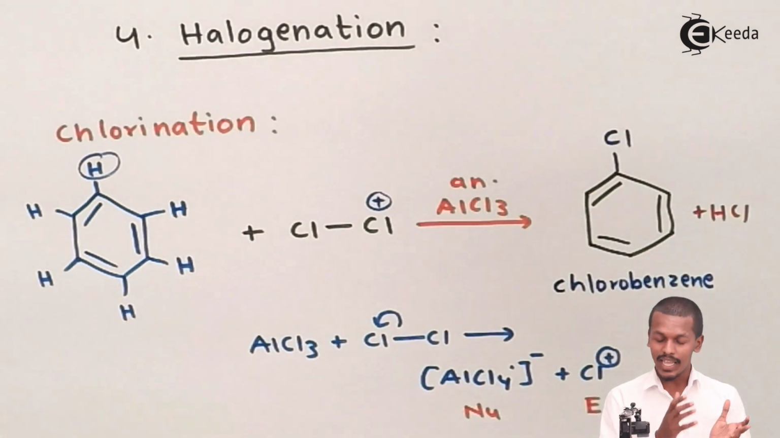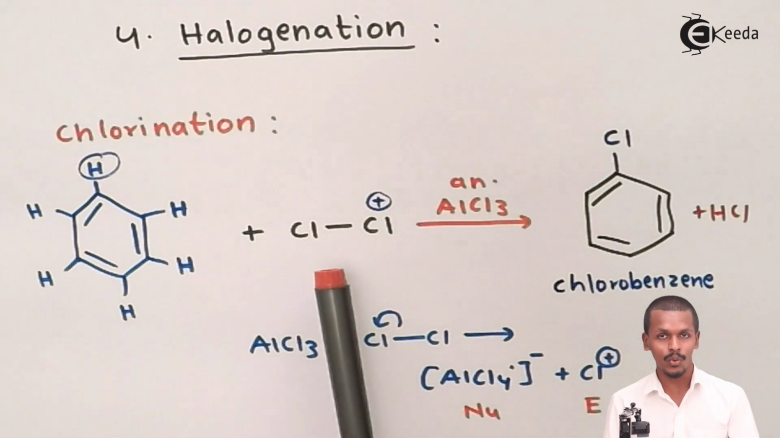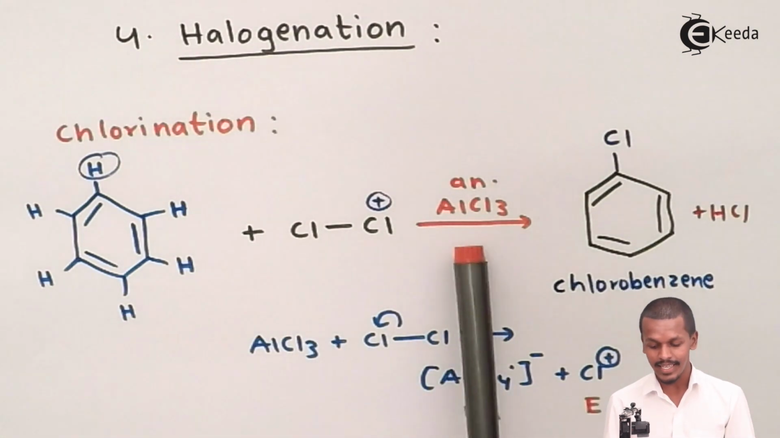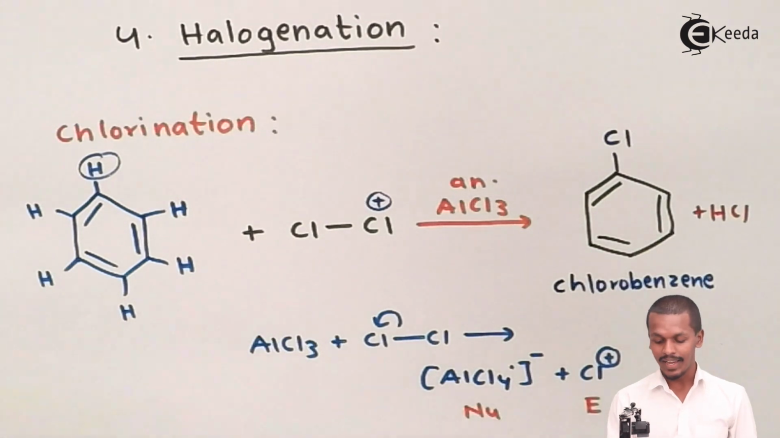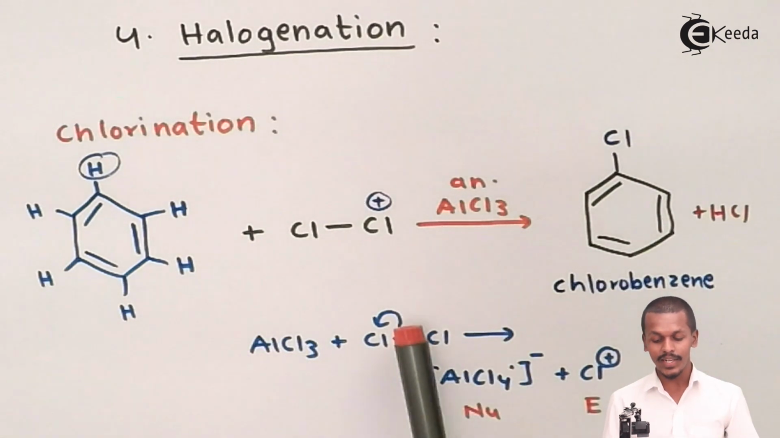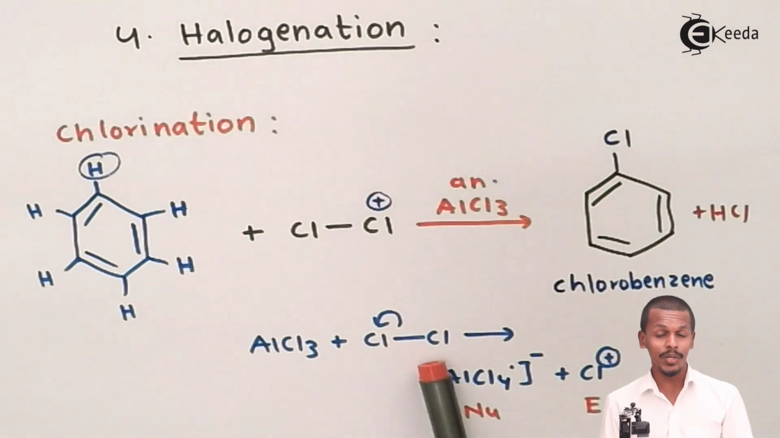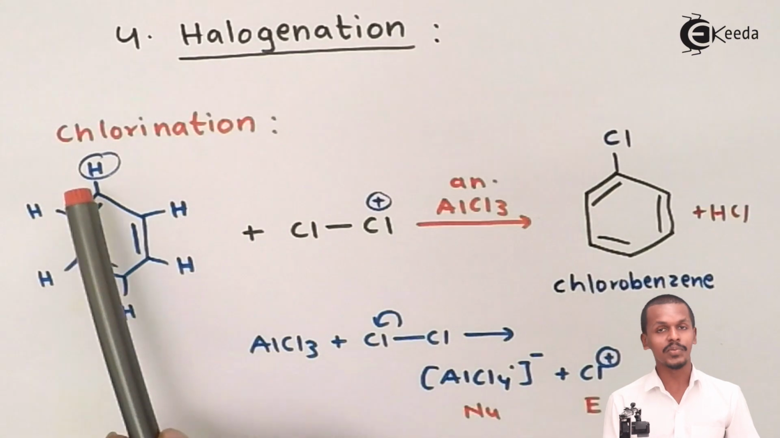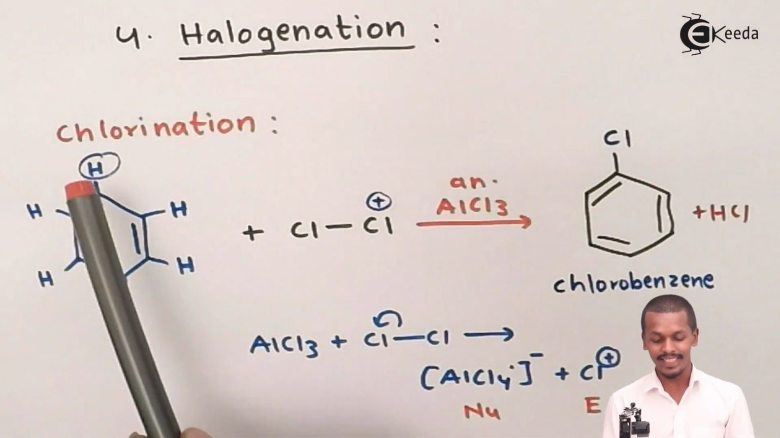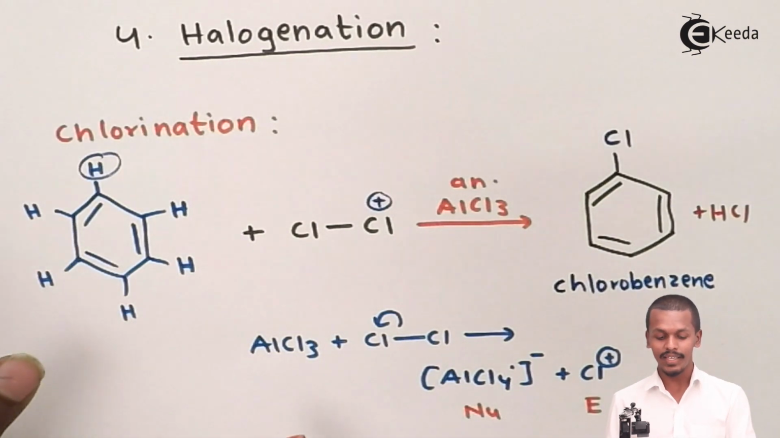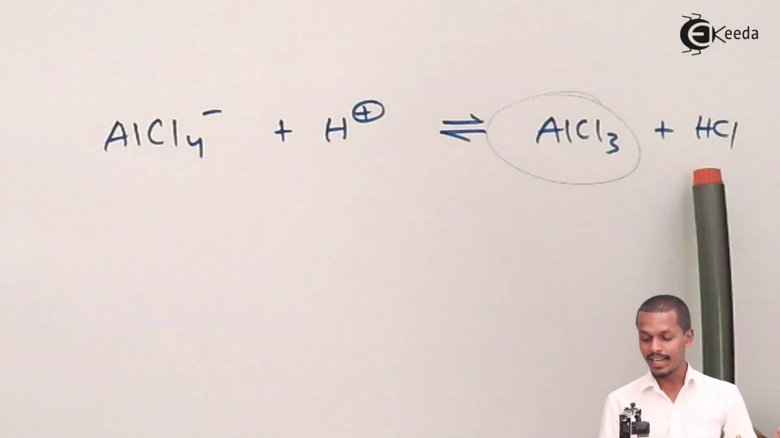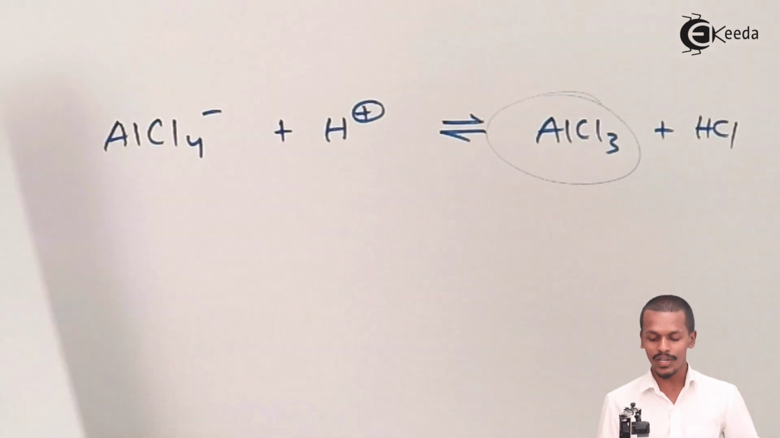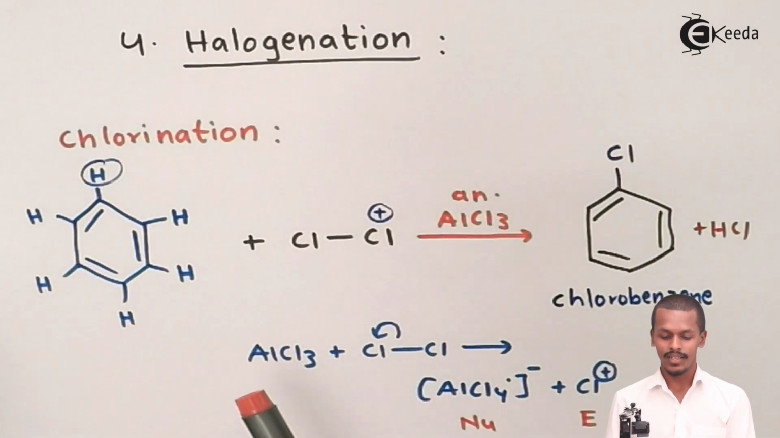So this is the reaction which happens when benzene is reacted with a chlorine molecule in presence of anhydrous AlCl3 so as to form chlorobenzene as well as a byproduct, HCl. AlCl3 reacts with the chlorine molecule to form a nucleophile and an electrophile, and this electrophile substitutes one of the hydrogen atoms, and that hydrogen atom that has been removed reacts with AlCl4 minus to form AlCl3 again, and HCl. So this is the overall reaction happening in the chlorination process.